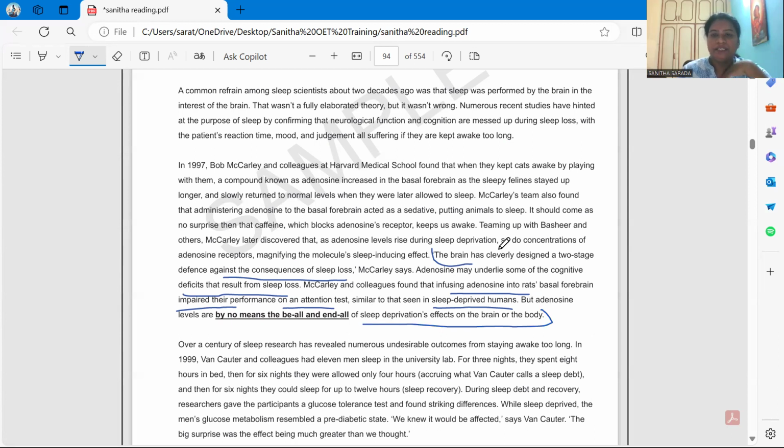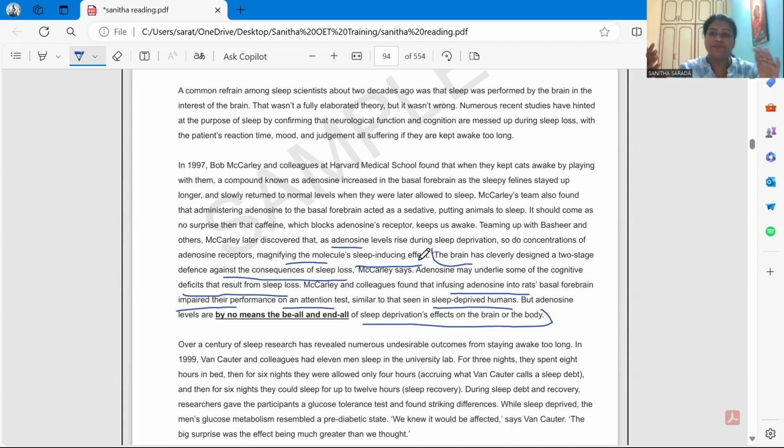So I think it would be better to read from here also. We will get more idea. Teaming up with Bashir and others, McCurley later discovered that adenosine levels rise during sleep deprivation. If you are not getting the idea, you can read one more sentence before. Adenosine levels rise during sleep deprivation. If you are not sleeping well, your adenosine level will rise. Adenosine receptors magnify the molecules' sleep inducing effect. That means it's a defense mechanism.